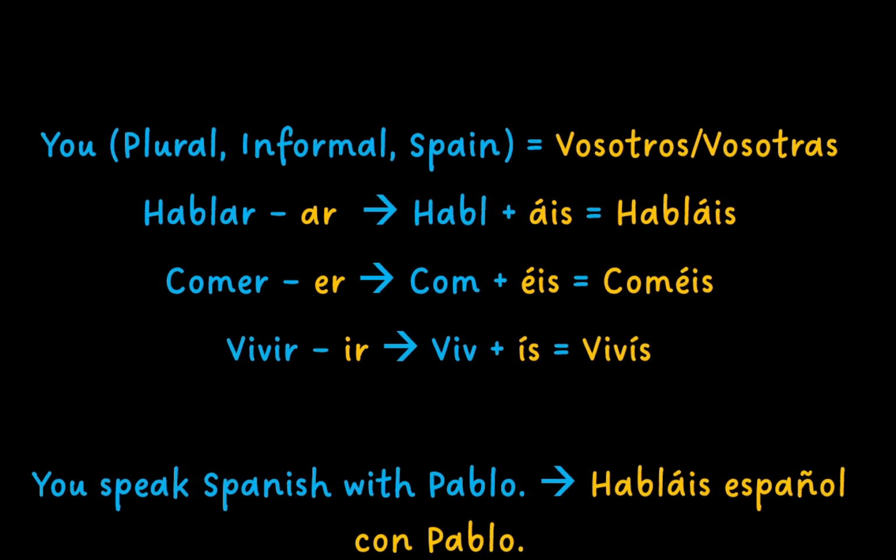You in Spanish when speaking to multiple people informally and in Spain is vosotros or vosotras. And to conjugate this, we drop the endings and add áis to hablar, éis to comer, and ís to vivir. So hablar becomes habláis, comer becomes coméis, and vivir becomes vivís.